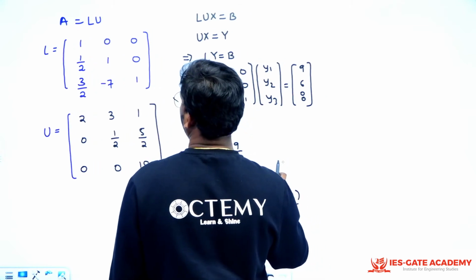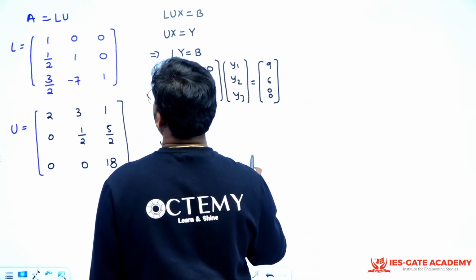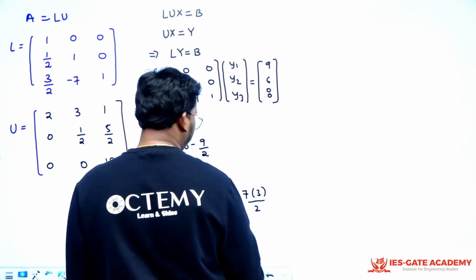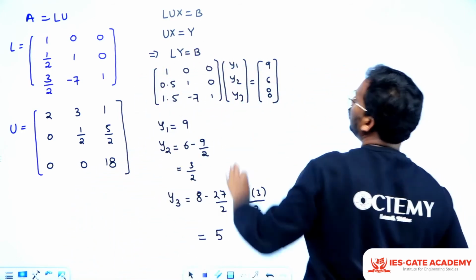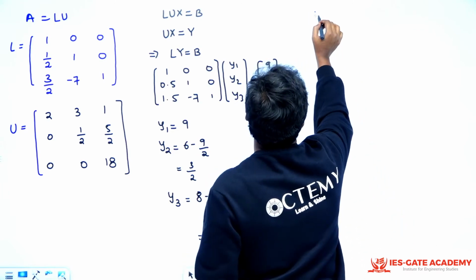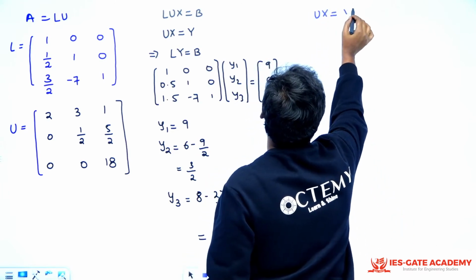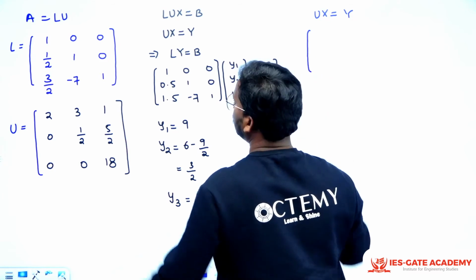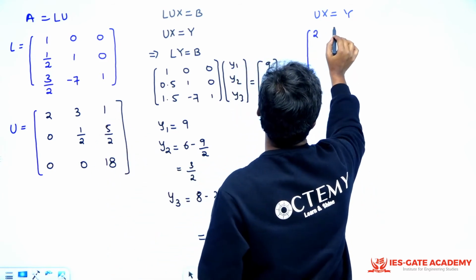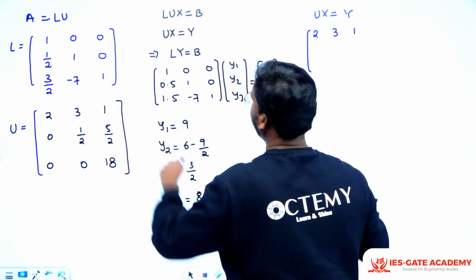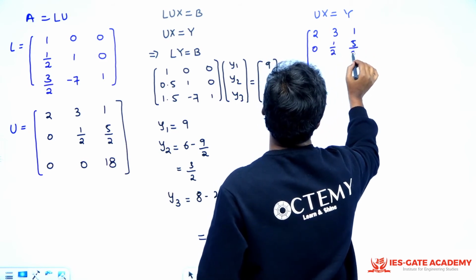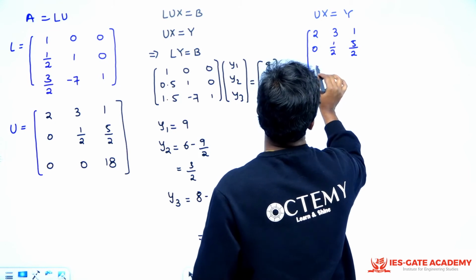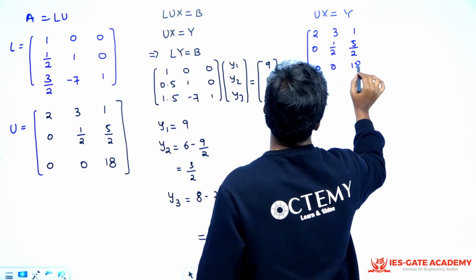Next, once we find Y1, Y2, Y3, our next task is like this. Let me move this aside here. We have taken LY is equal to B. Now we have to take UX equal to Y. What is U? This is the U matrix: 2, 3, 1, 0, 1 by 2, 5 by 2, 0, 0, 18.